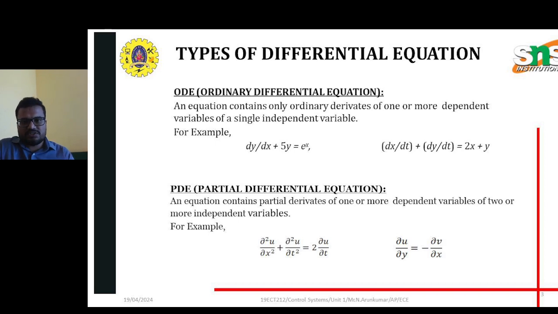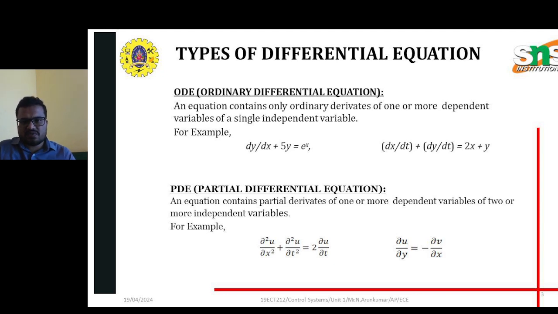Ordinary differential equations. This is the form of signal which has to be in first order. Example, dy by dx plus 5y equal to e power x. So e power x can be a single term, e power 0 or 1. So it can be eliminated by using dx by dt plus dy by dt equal to 2x plus y.